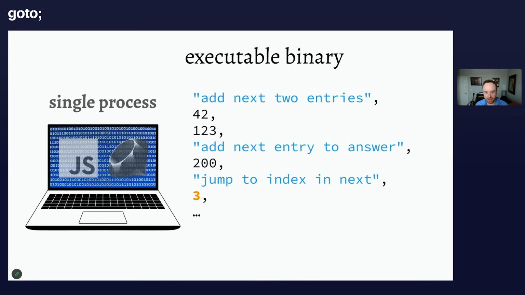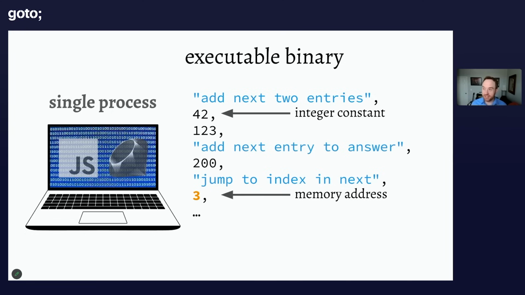So let's go back to our JSON mental model of this, because that's a lot easier for humans to read than ones and zeros. Add next two entries, add next entry to answer, jump to index and next. So here we have the integer constant 42, right? The whole point of my storing 42 in there is I want to add it to 123, and that's something I can do. Now, here we also have a memory address. This is something that says jump back to index 3. Now, the thing is, there's no type information associated with this that the CPU sees. When it's coming through, it's just ones and zeros. So there's ones and zeros representing 42, cool. There's ones and zeros representing 3, cool. It doesn't see these as conceptually different. It's just like, whatever ones and zeros you put there, that's what I'm doing.